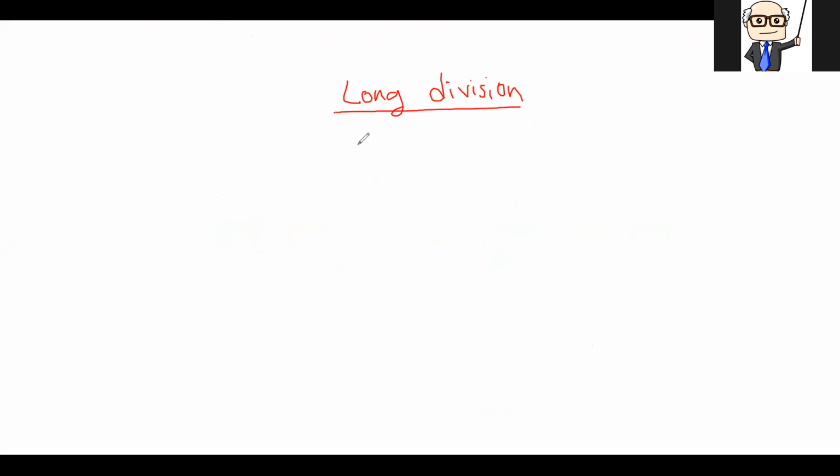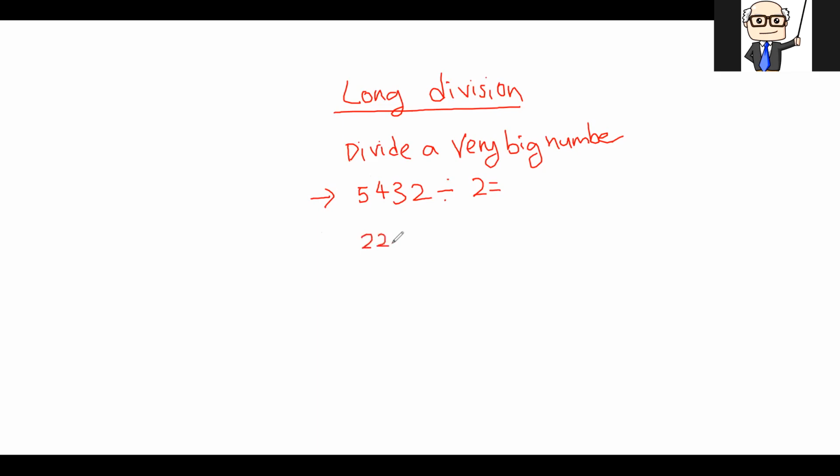A long division means that we would like to divide a very, very big number. For example, like 5,432. Oh my goodness. How can we even divide that number? If I would like to divide it by 2, what would the answer be? I know the answer, but you don't. But we're not going to do so big number first, okay? We leave that to the last. Now I test you the smaller ones first. We're going to do, okay, very easy. 22 divided by 2.